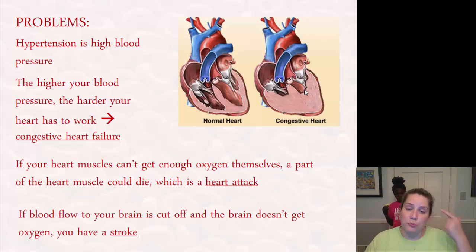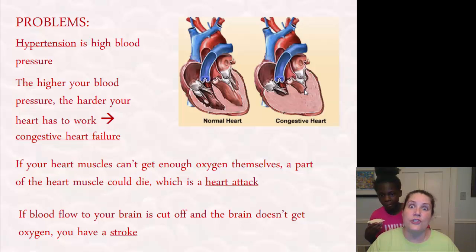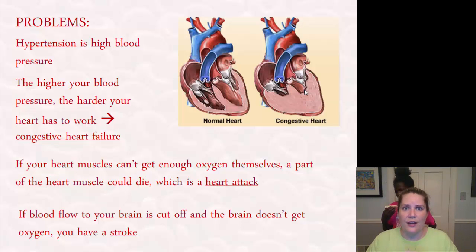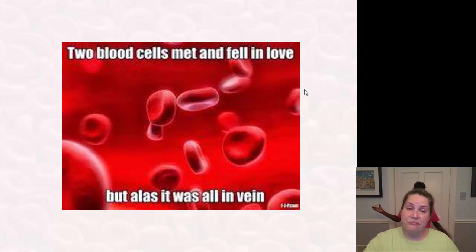If blood flow to your brain is cut off and the brain doesn't get enough oxygen, then that's what we're talking about when we say that you have a stroke. So that's blood not getting to a specific place in your brain, and then parts of your brain cells, or parts of your brain, are dying off. Brain cells are going, and we know that nerves don't regenerate that fast, and so you're going to have a problem there. All right, that's it.